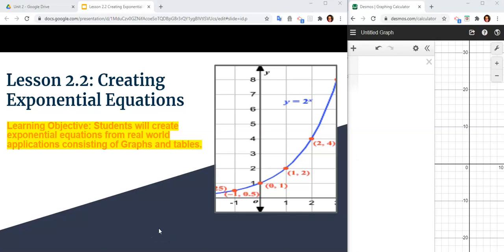Okay, so lesson 2.2, creating exponential equations. Our objective for today: students will create exponential equations from real-world applications consisting of graphs and tables. All right, let's dive right into it.